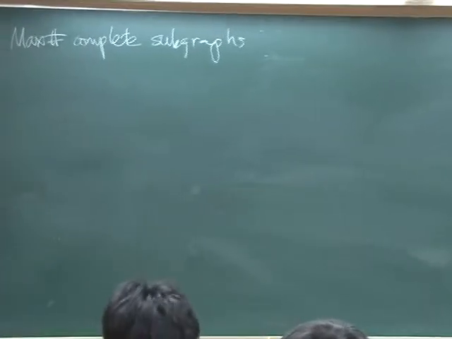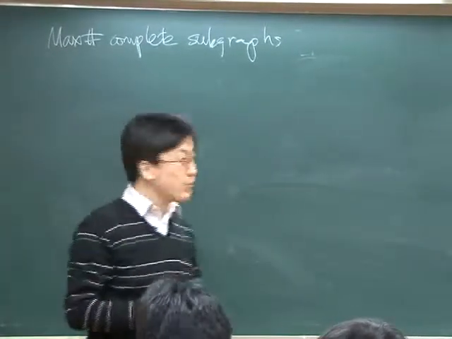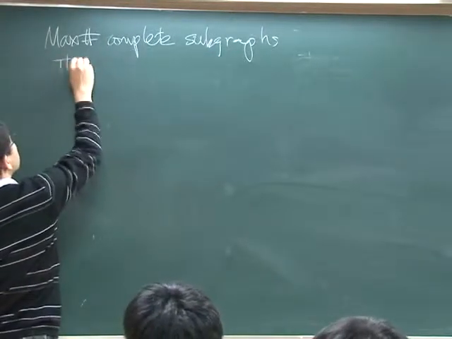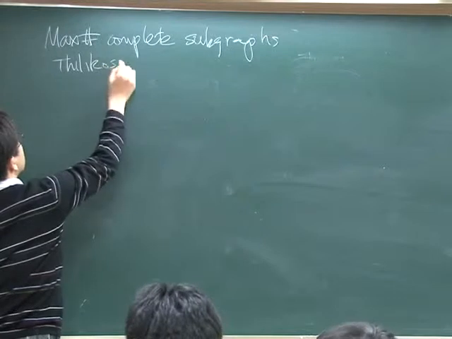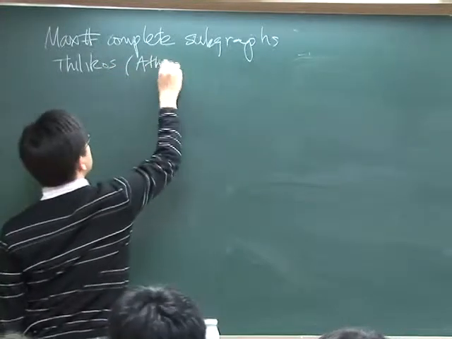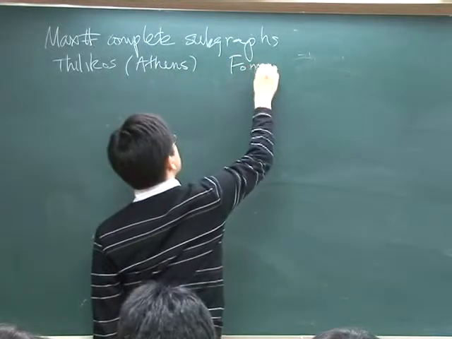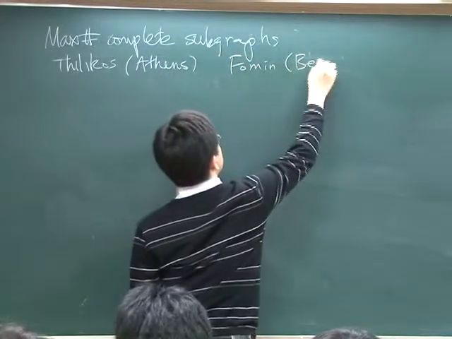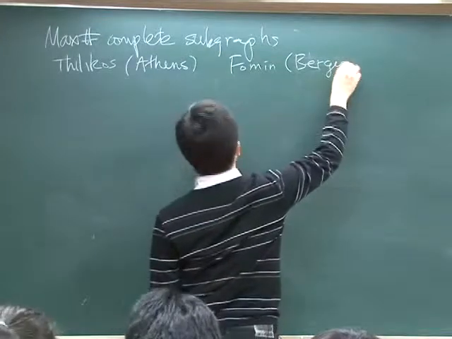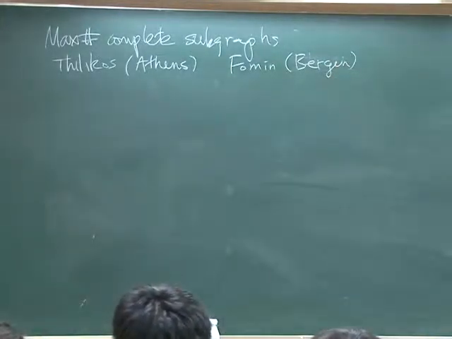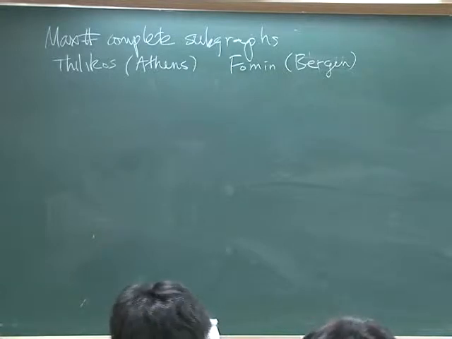In a certain graph. And this is joint work with two other people, Dimitrios Tilikos at the Athens, and Petr Fomin in University of Oregon. They are all doing graph algorithms, mainly.